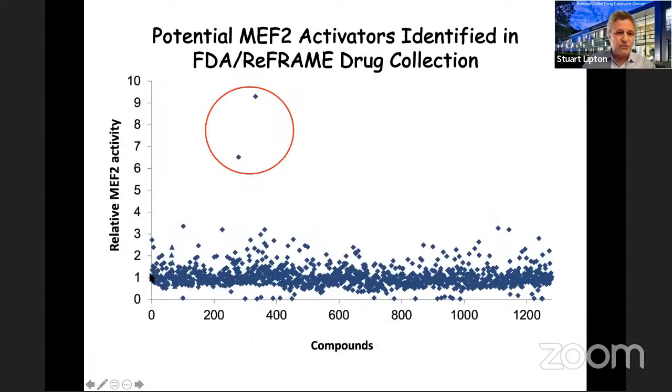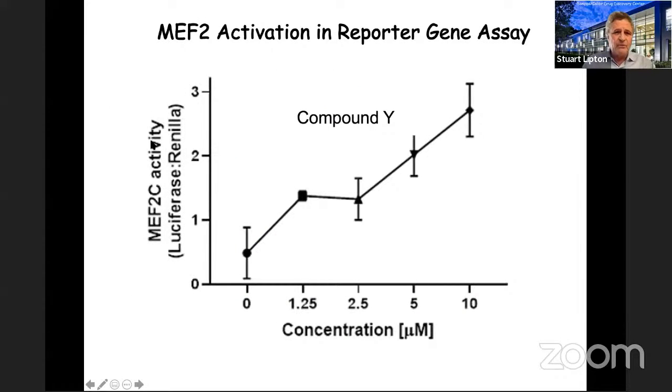And this is MEF2 activity. Remember, turning on that luciferase. So we're going to turn on all those genes that are turned off, not only in MEF2C haploinsufficiency, but in many other forms of autism. And you can see the top hit here is this compound Y. We do have other hits, but we're particularly interested in this one because it has very extensive use in people for another indication.